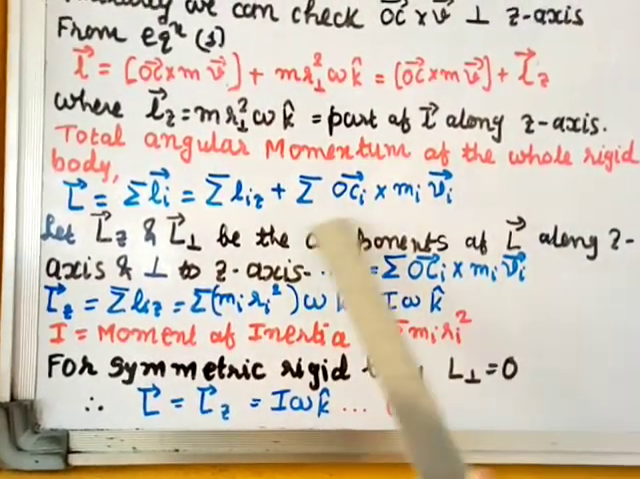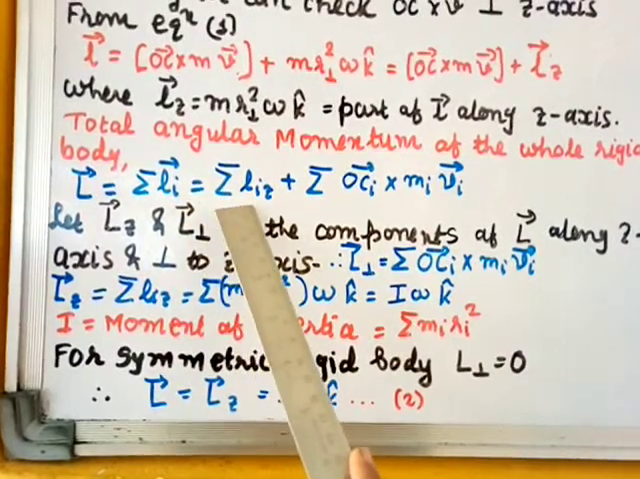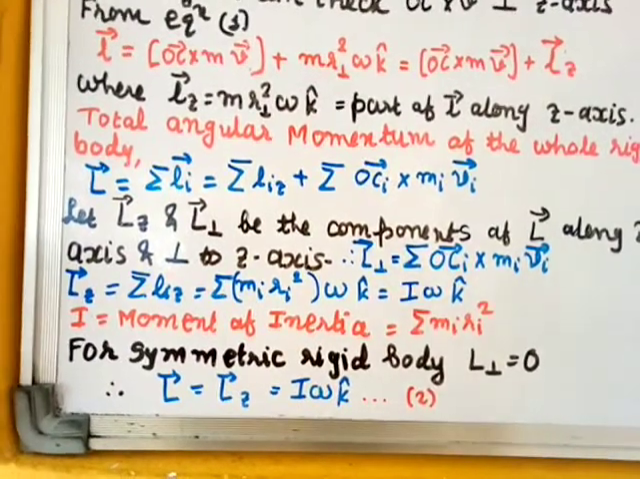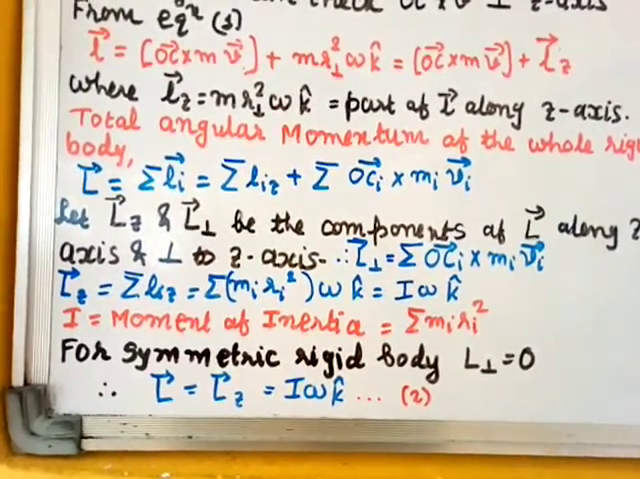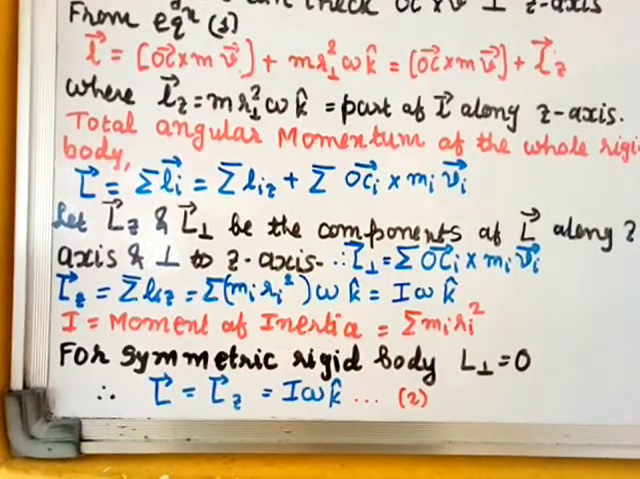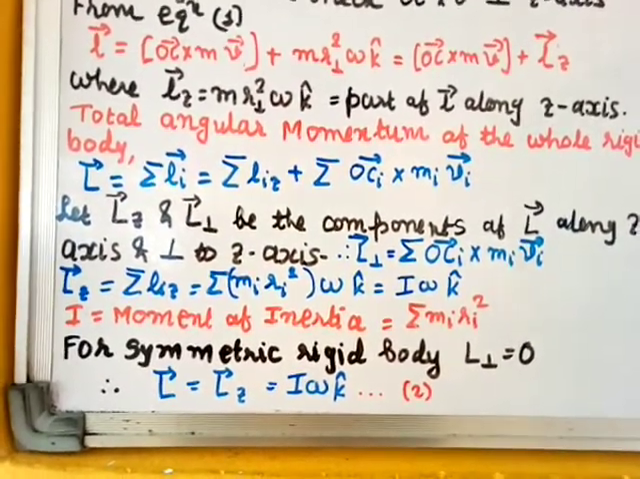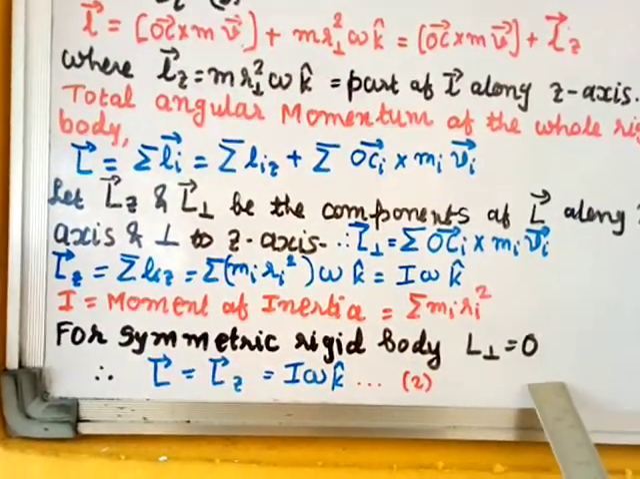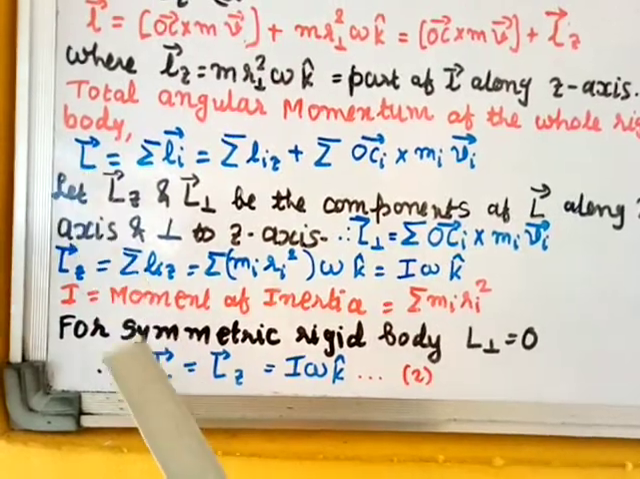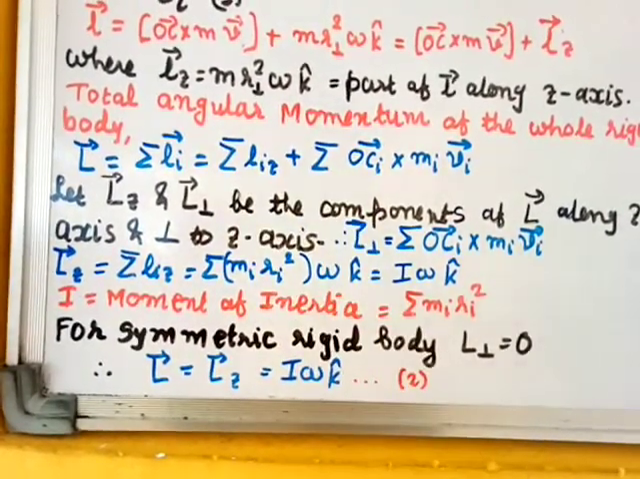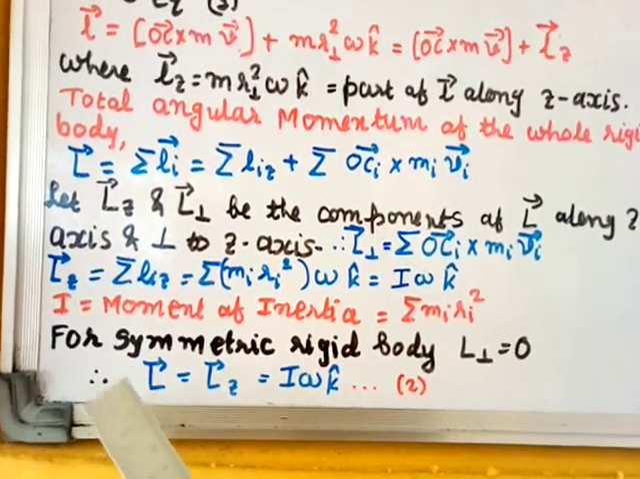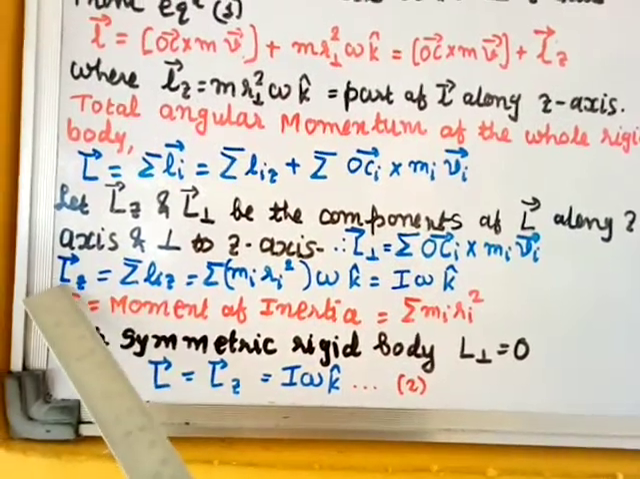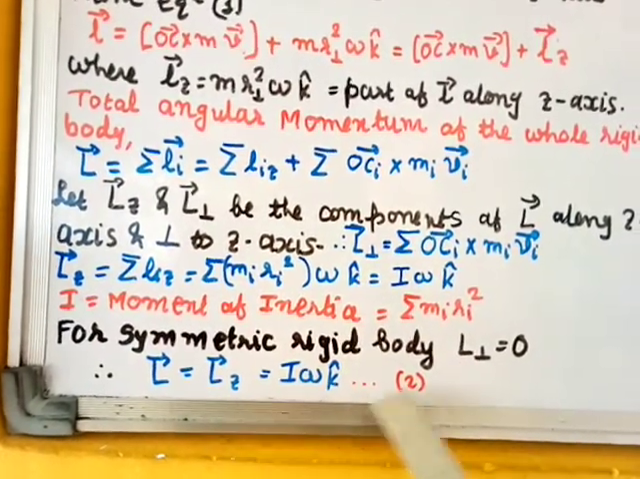If this value is 0, that means vector L will be the summation of Li z, or you can just say it is the Lz component, right? Because if the perpendicular component is 0, then the only component that remains is along the axis of rotation. So for a symmetric rigid body, L perpendicular is 0. That means vector L will be only the component along the axis of rotation, giving you the total angular momentum. So you can write vector L equal to Lz, which is I omega k cap, right? Call it equation number 2.